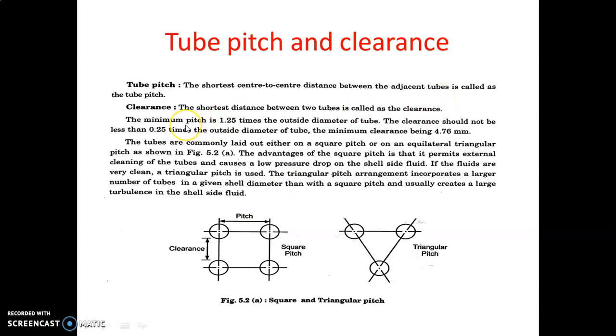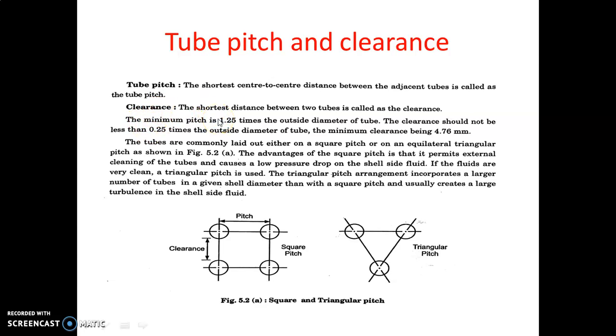And what is the minimum pitch? Minimum pitch is 1.25 times the outside diameter of the tube. So suppose this is the outside diameter of the tube, then you have to multiply by 1.25, and that distance you have to keep as the tube pitch. So tube pitch is nothing but the shortest center to center distance between adjacent tubes.